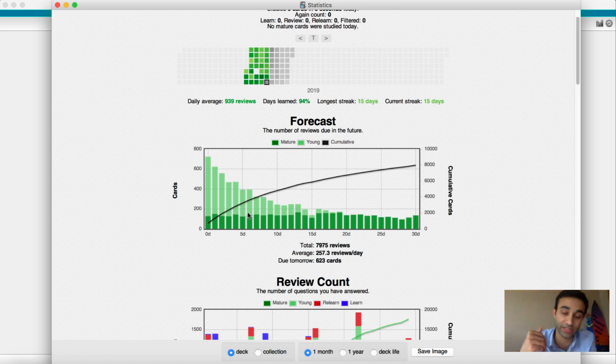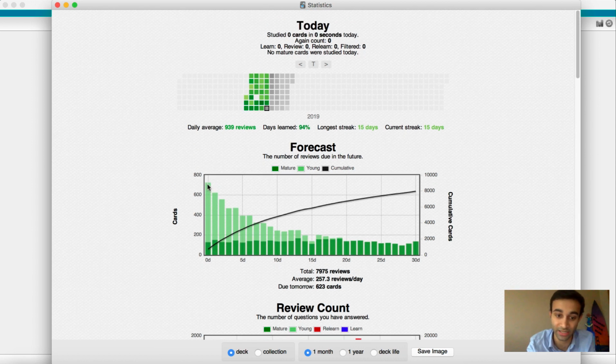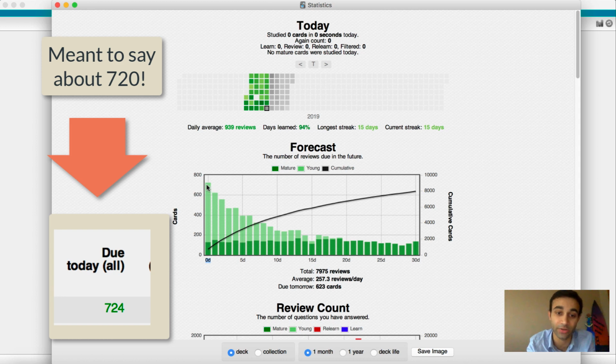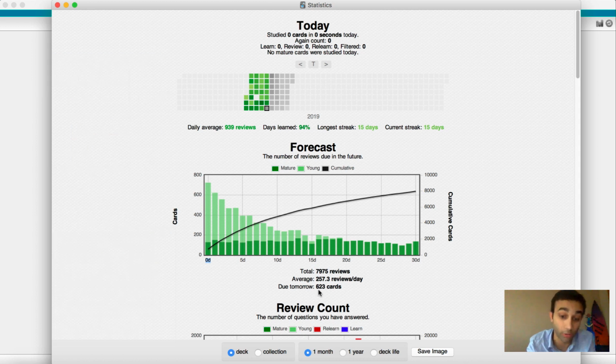This is the future. This is telling you about 30 days in the future and what you're expecting to see. So for example, today I have about 700 cards due, and that's what it's showing right here. I just showed you that on 0 days, which is today, I have about 760 cards due. Tomorrow, I will have 623 cards due. So tomorrow, assuming I do all of my Anki today, and assuming I don't press again on any of them and make them show up tomorrow, then tomorrow this will be 623 cards due.